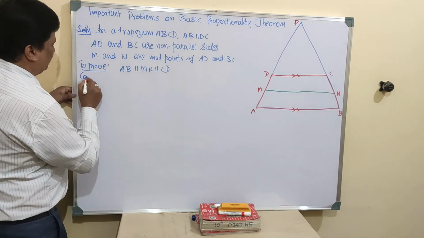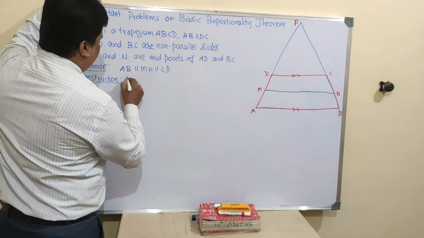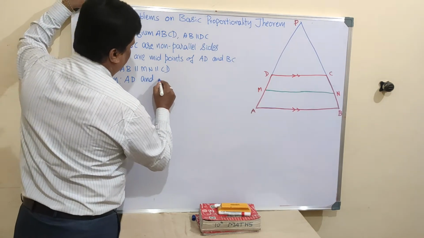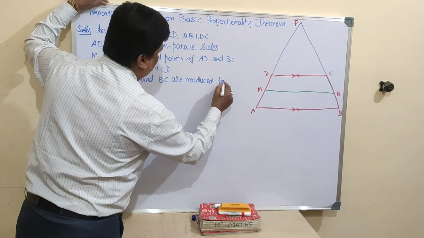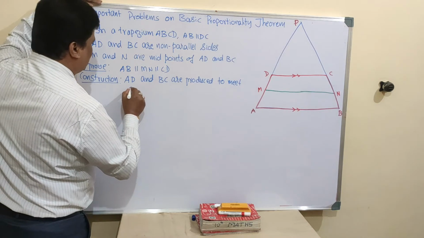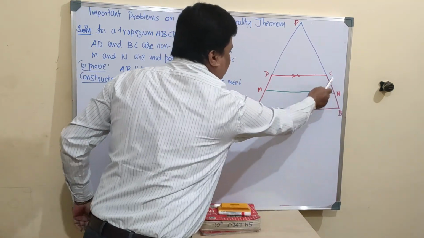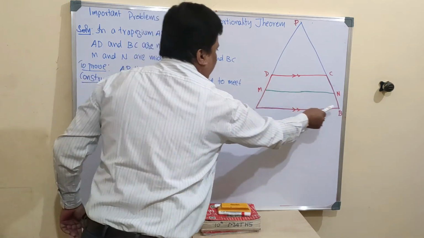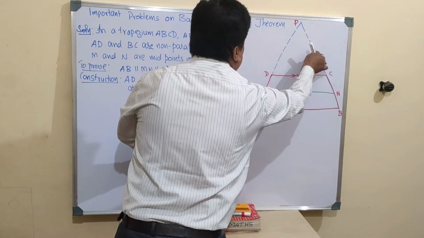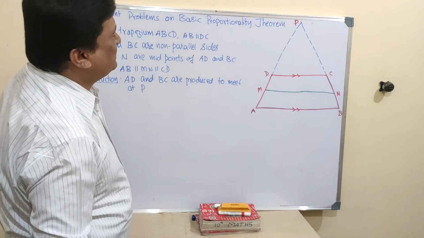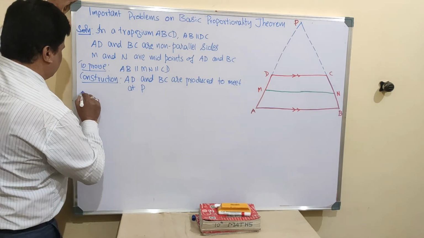To prove this one, we want to make a construction. AD and BC are produced to meet at P. Here, as you know that AD and BC, they are the non-parallel sides, and we want to produce AD and BC to meet at P. So AD and BC are produced to meet at P. Now let's move towards the proof stage.